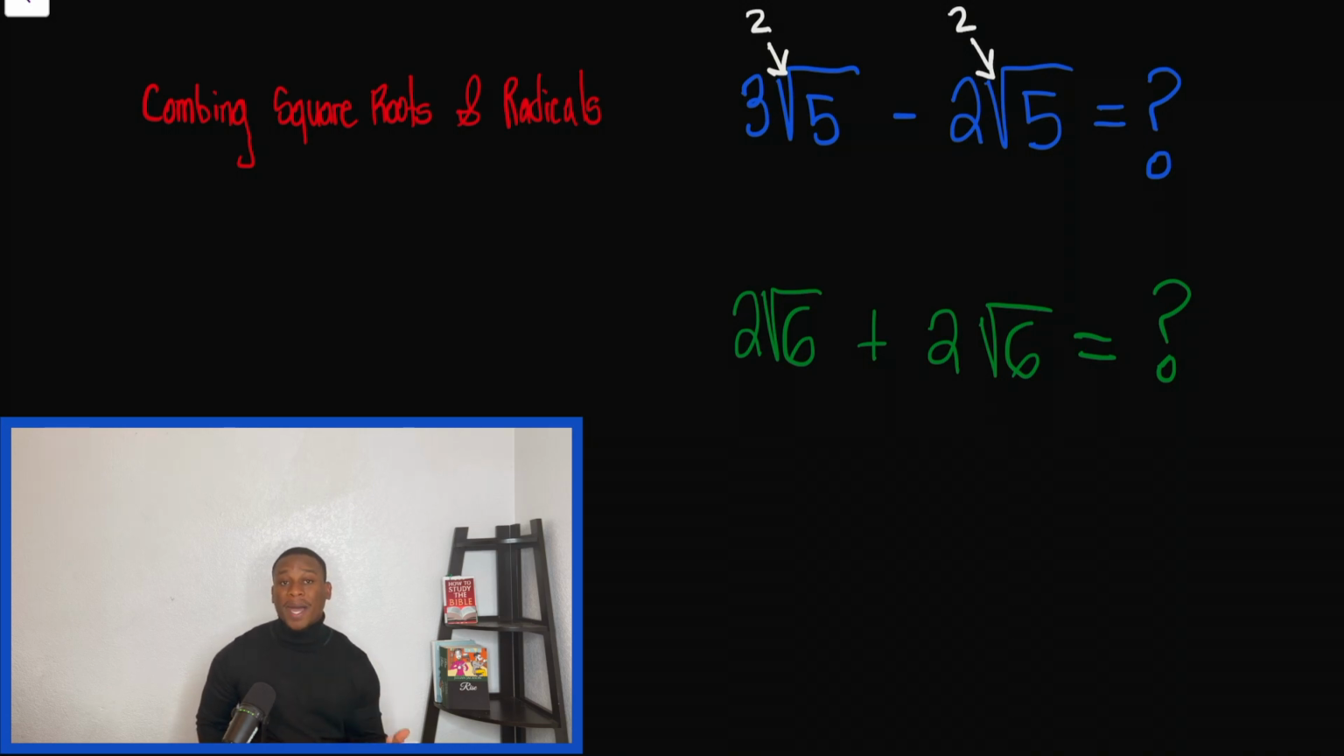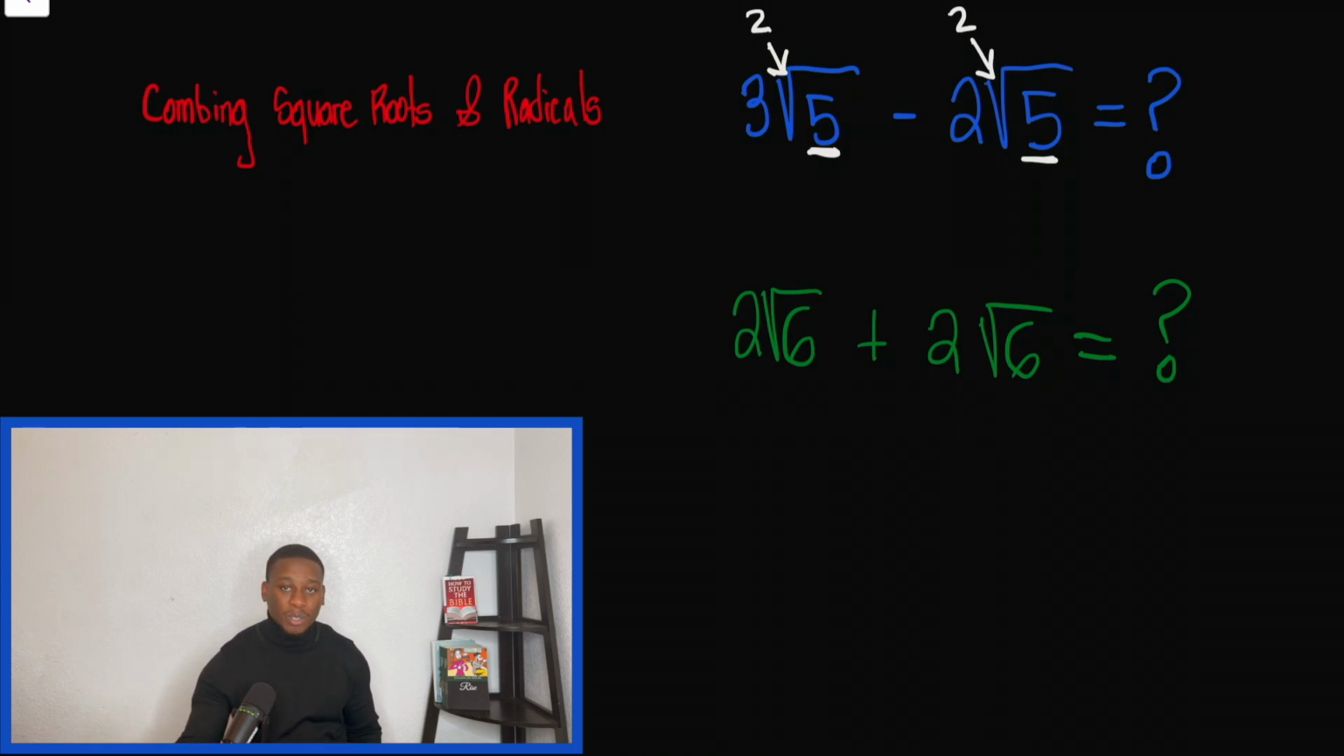And for us to combine radicals, two things must be true. One, they have to have the same root. So if these two radicals in blue had a root of 3, we could add and subtract them, or 2. And also the number under the radical as well. They have to have the same root and the same number under the radical.